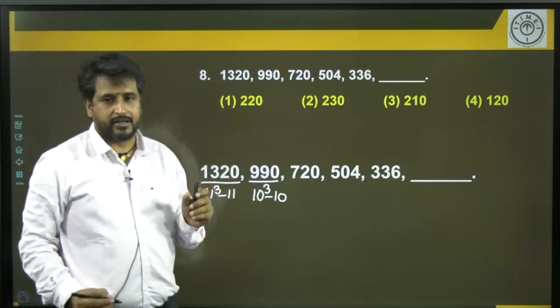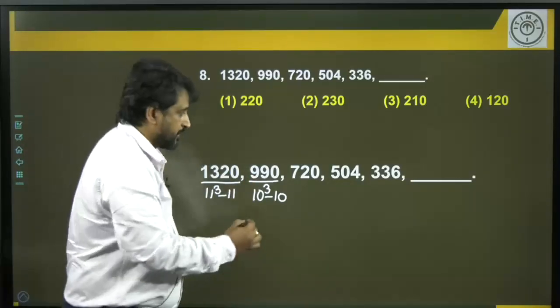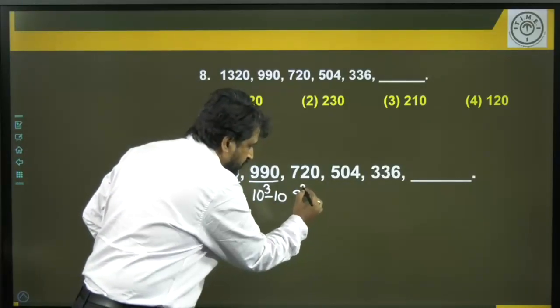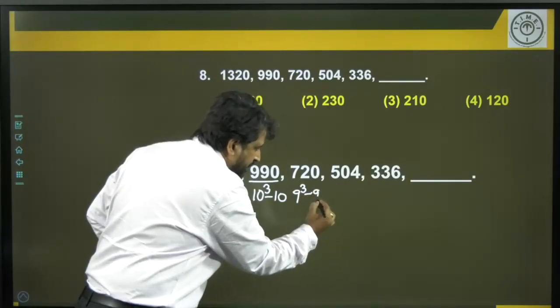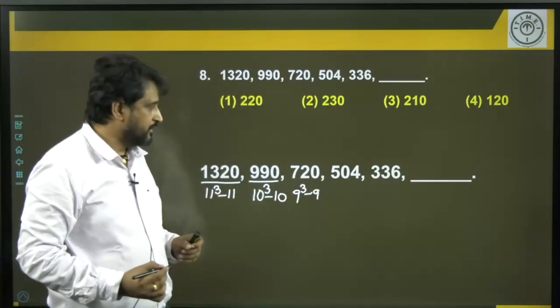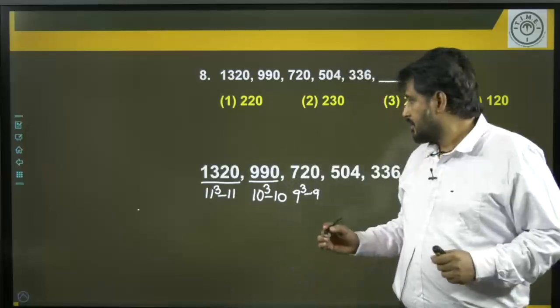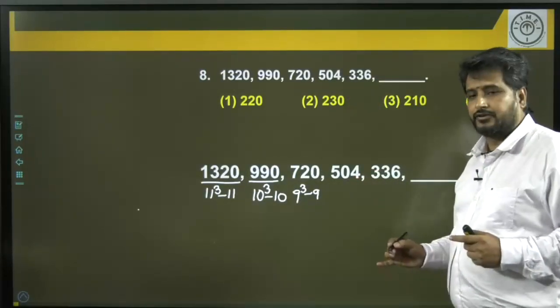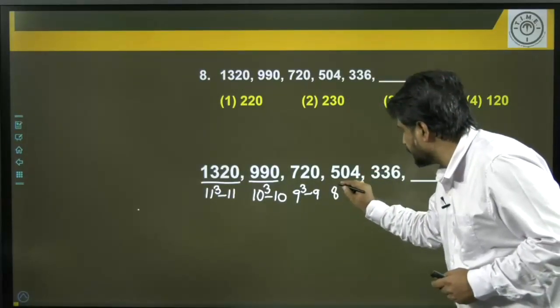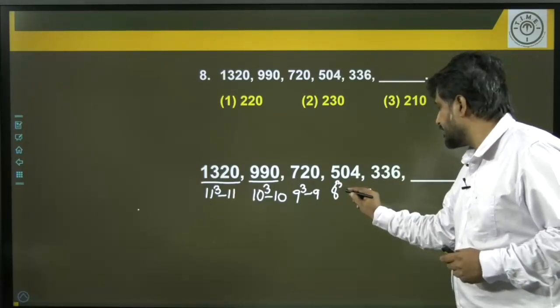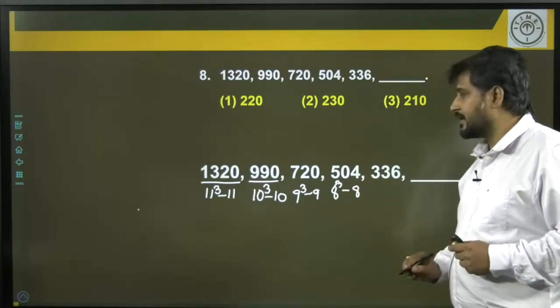Now 720. It is close to 9 cube. 9 cube is 729, and it is less than that number by 9. So 9 cube minus 9. Now let's see 504. 504 is close to 8 cube. 8 cube is 512 and it is less than that by 8. So 8 cube minus 8.